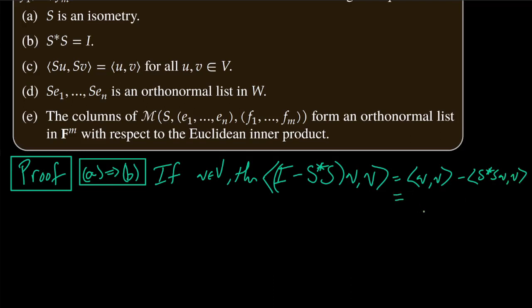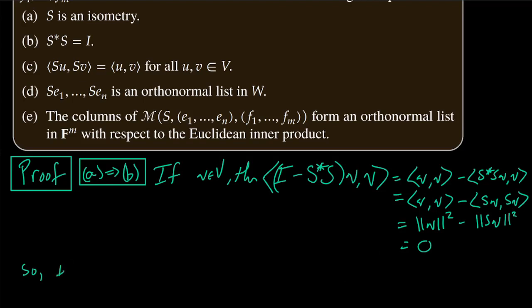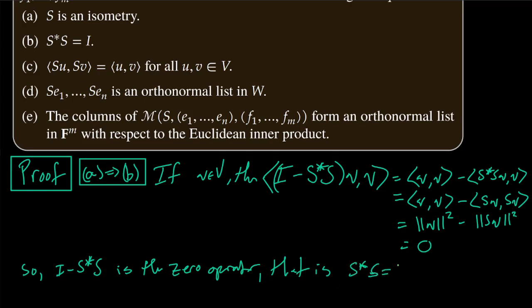Okay. Now from this, I'll get the inner product of v, v minus, taking the adjoint to the other side, I'll get the inner product of Sv, Sv. Oh, can you see where this is going? This is the norm of v squared minus the norm of Sv squared, which is equal to 0 since S is an isometry. So, I minus S star S is the 0 operator. That is, S star S is equal to the identity.